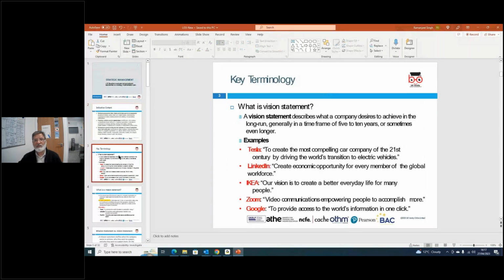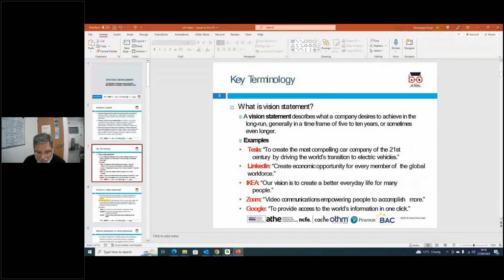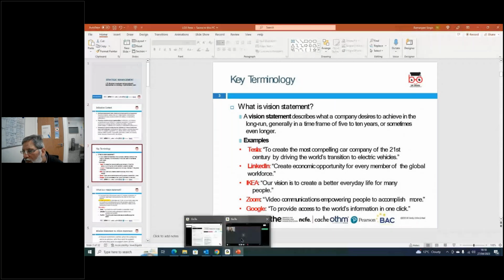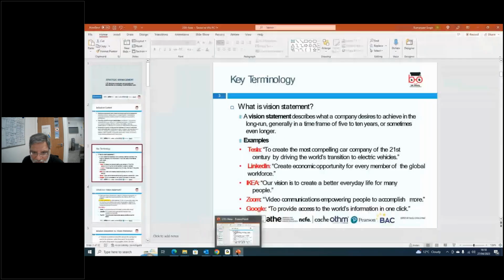So first of all, we need to look at vision. I'm sure you have come across vision because you're a working professional. So what do you think a company vision or mission is? What does it say? What does it mean to you? Any idea what the mission means? Vision?